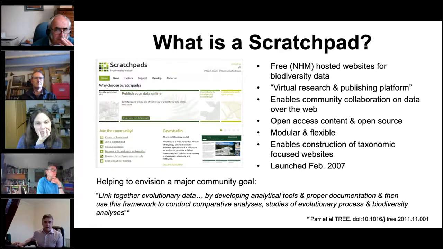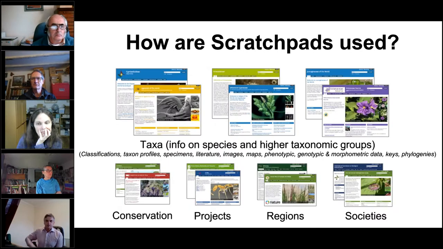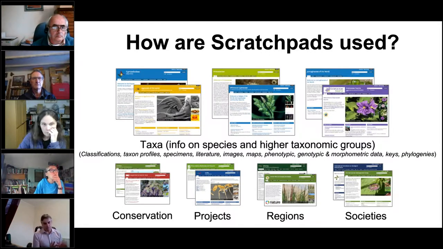So here's a quote: linking together evolutionary data by developing analytical tools and proper documentation, and then using that as a framework to conduct comparative analysis studies of the evolutionary process and diversity analysis. That's a major community goal of Scratchpads. So these are the key areas. You've got four areas here that are variations of using the taxa: conservation, projects, regions, and societies. These Scratchpads will cover one or more of these four main areas in their logging and tracking of taxonomy.